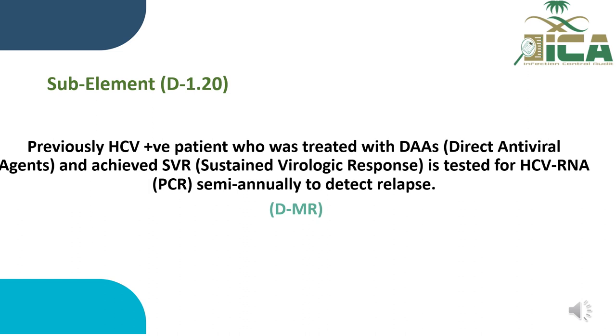Sub-element D1.20. Previously hepatitis C positive patients who were treated with direct antiviral agents and achieved sustained virologic response are tested for HCV RNA by PCR semi-annually to detect relapse, determined by document and medical record.